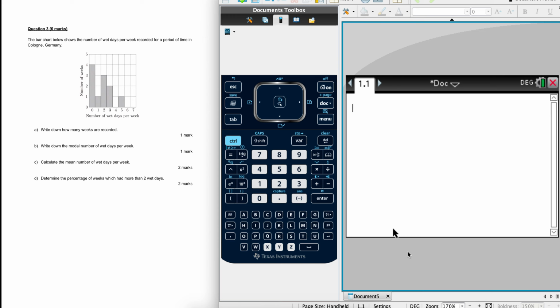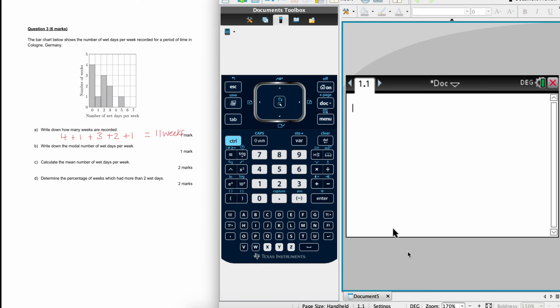So we have 4 plus 1 plus 3 plus 2 plus 1. So that's going to give me a total of 11 weeks in total. It's not days we're looking at.